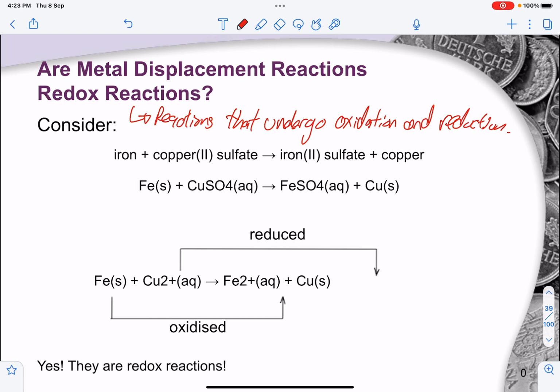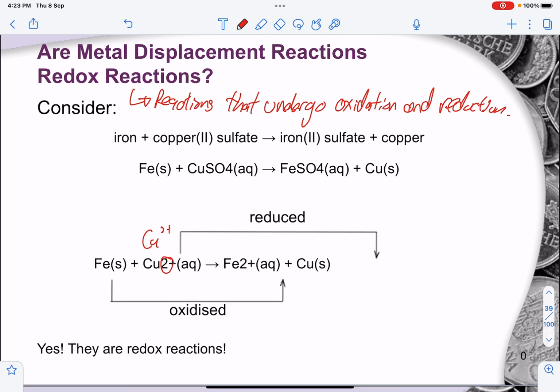In this case, we would see that the iron is being oxidized to form Fe2 plus because it forms with the sulfate ions. Whereas for copper, on the other hand, the copper 2 plus, please don't write like this, it's actually Cu2 plus. It forms into a copper solid. So we could see that the oxidation state from 2 plus became 0. As for iron, it will be from 0 to 2 plus. So yes, there is a redox reaction due to this change in oxidation state, where one is reduced, one is oxidized.